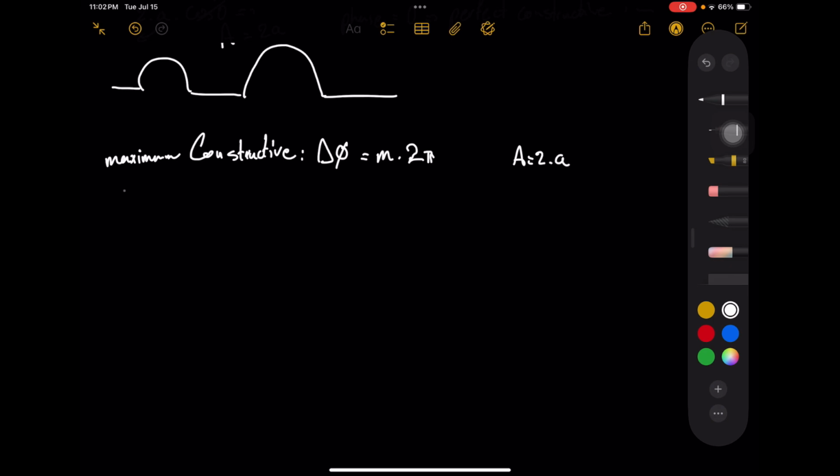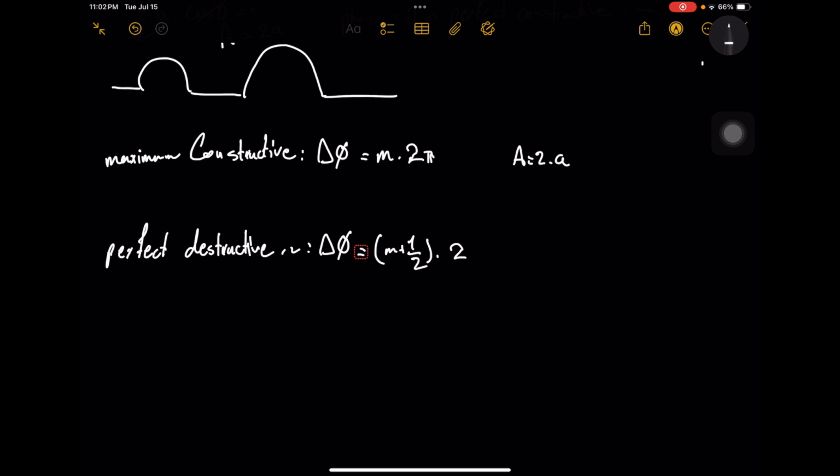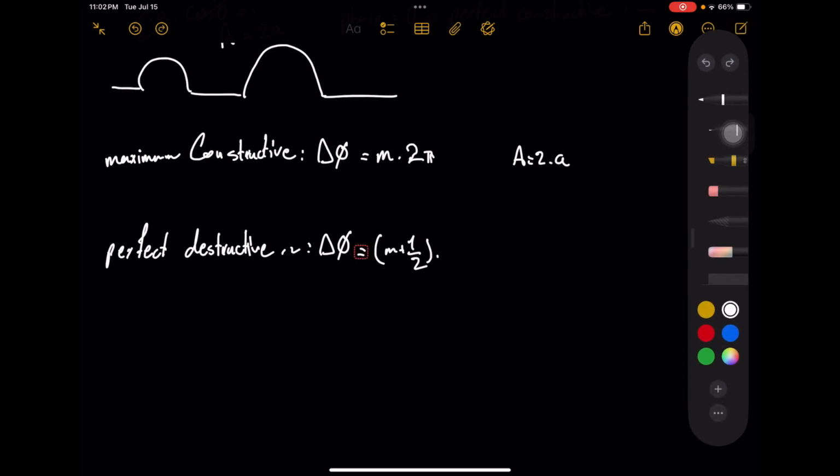For the perfect destructive, or the minimum, we should just add it by half. So delta phi equals m plus half, times 2 pi, where m is an integer. So that's basically what happens when we're talking about the phase difference of waves.